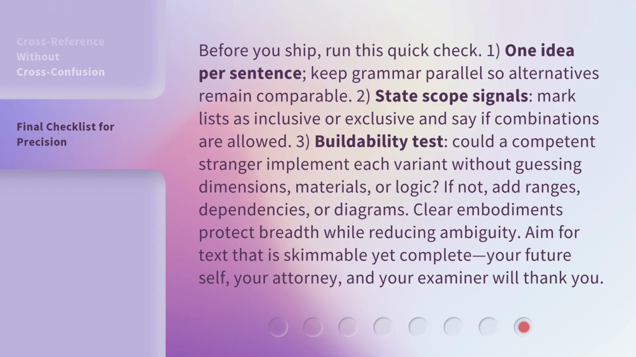Before you ship, run this quick check. 1. One idea per sentence. Keep grammar parallel so alternatives remain comparable. 2. State scope signals. Mark lists as inclusive or exclusive and say if combinations are allowed. 3. Buildability test. Could a competent stranger implement each variant without guessing dimensions, materials, or logic? If not, add ranges, dependencies, or diagrams.